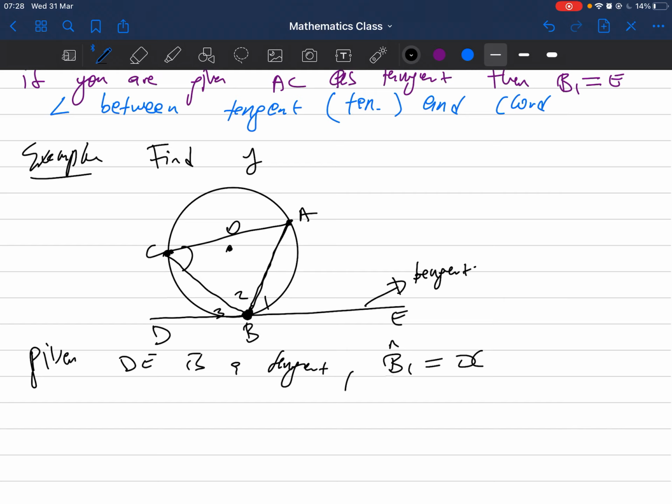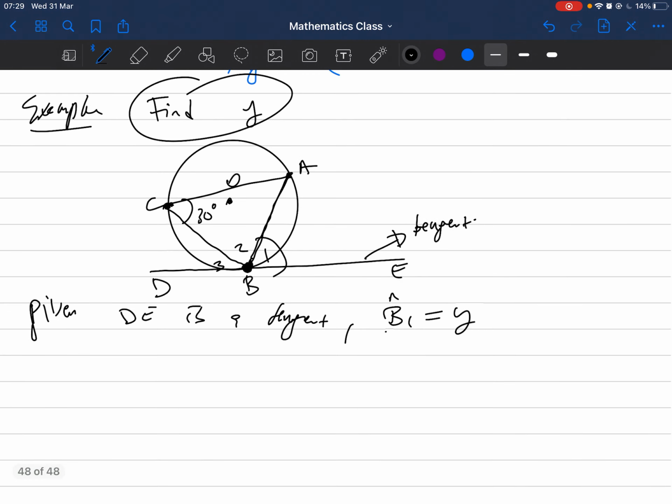And you're told that this here, we said is Y, so let's stick with the notation. Y, so you're told this here is 30 degrees. The question is find Y. You're given DE is a tangent and B1, this angle here, is Y. And then find Y. What are you going to say? You're going to say, oh, cool.